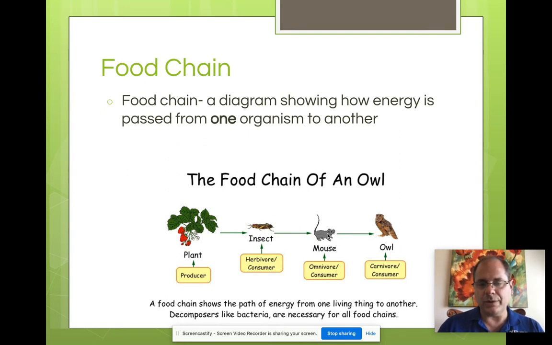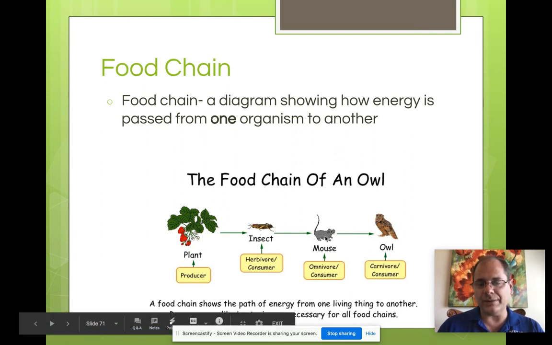But as a consumer, the mouse has a mouth. And then there's an owl who is a carnivore. He only eats other animals, and he is a consumer also.